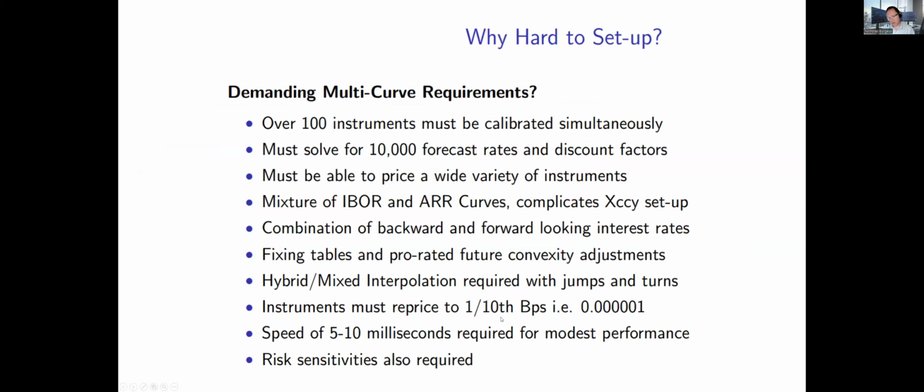Instruments have to reprice to 1/10 of a basis point, which is the bid-offer spread. That's how many zeros: 1, 2, 3, 4, 5, 6 decimal places here. So we need a lot of accuracy, 1/10 of a basis point being 1/10 of 100th of a percent. We need our curves to, at a minimum, calibrate within 5 to 10 milliseconds for modest performance and ideally nanoseconds. And we need risk sensitivities to also be captured so we can calculate risk in real time. So it's very difficult to get all of this working. It's not unusual for it to take 1 year or more, or maybe even 2 years, to set up all the different instruments, all the different components that you need. If you already have those basic components, obviously you have a massive head start, which is great.